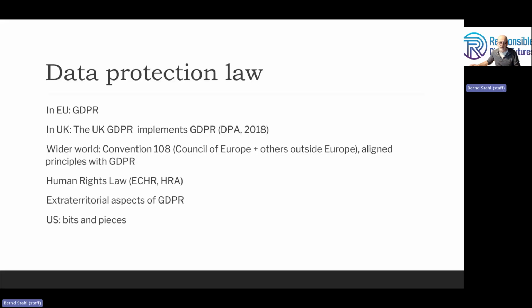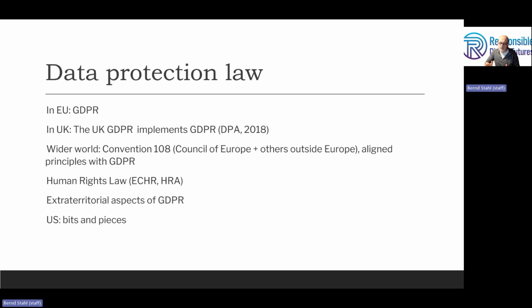There are various bits of legislation out there that govern data protection. The primary one is the GDPR, the General Data Protection Regulation, which is a European piece of legislation, but there is a UK version of that that was implemented before the UK left the EU. So there is the UK GDPR, which is complemented by the Data Protection Act 2018, which governs the use of data in this country.